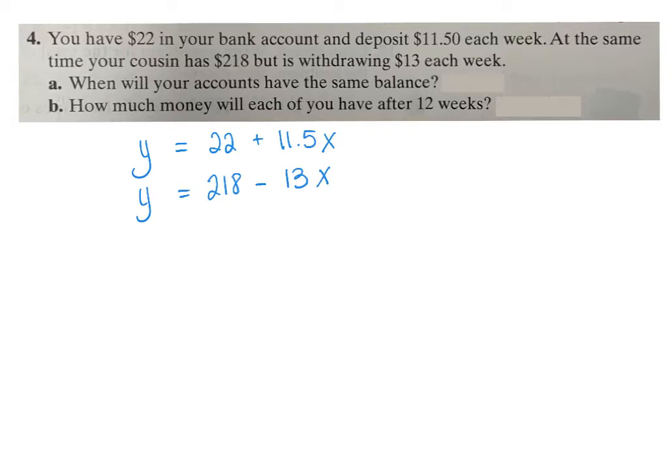We need to first figure out when they have the same balance. That's when they're going to be equal. This is like the break-even point like we did on example 2 yesterday. If I have it set up this way, this is just like the third question on your quiz, right? You have to solve for this with substitution, all right? So I am going to take this and set it equal to that. If they both equal y, then they equal each other. So I have 22 plus 11.5x equals 218 minus 13x, all right? Okay, so far so good.